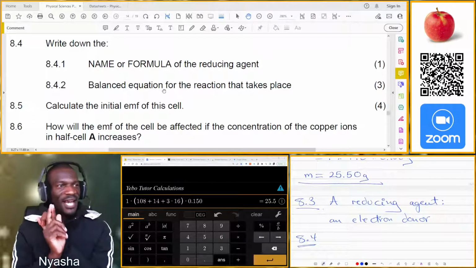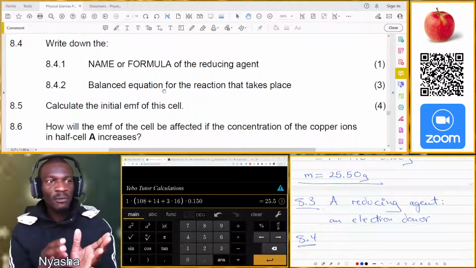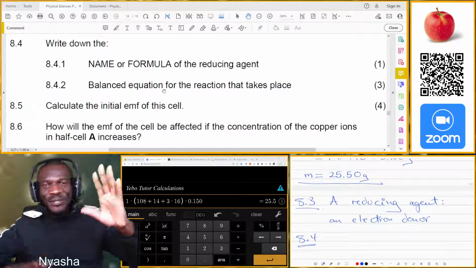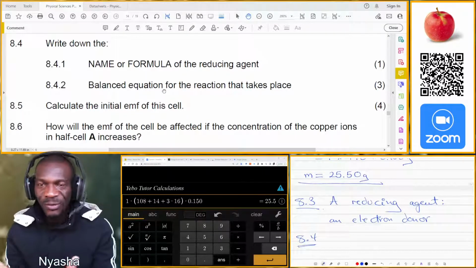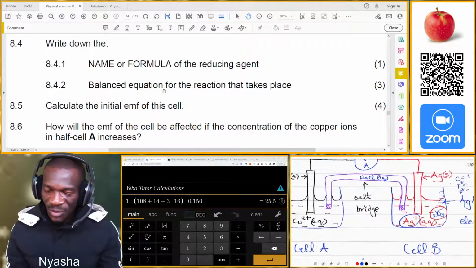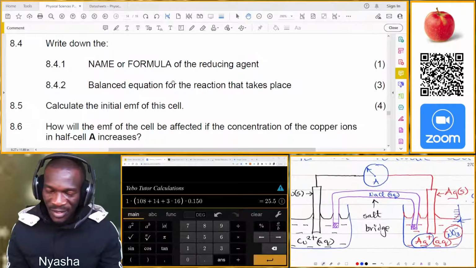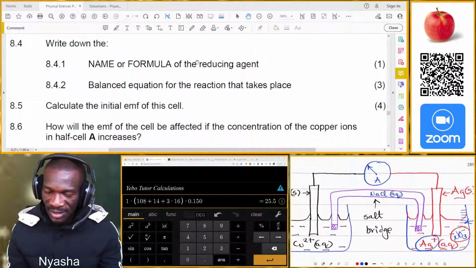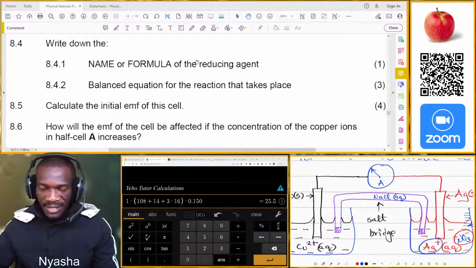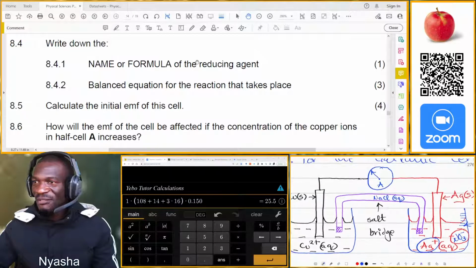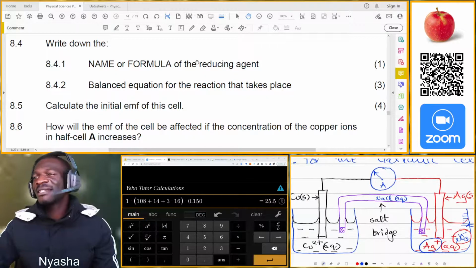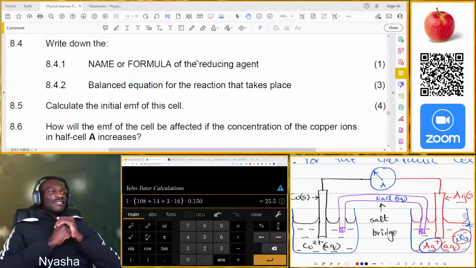You should already have the answer for the name or the formula of the reducing agent. So you just go to the electrochemical series and do some things. You can already see what we are working with in this electrochemical cell. So within this electrochemical cell, which of these is the reducing agent? You try to figure it out and work it out. We've already shown how you can do that. So use your skills now.